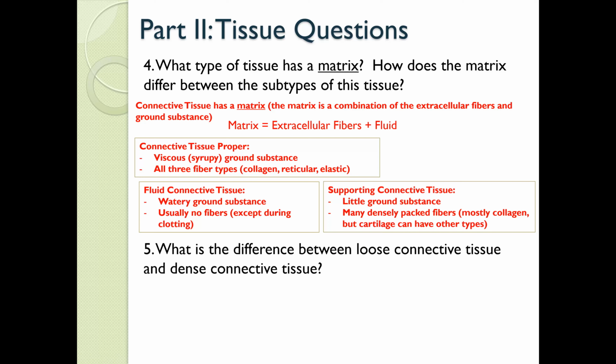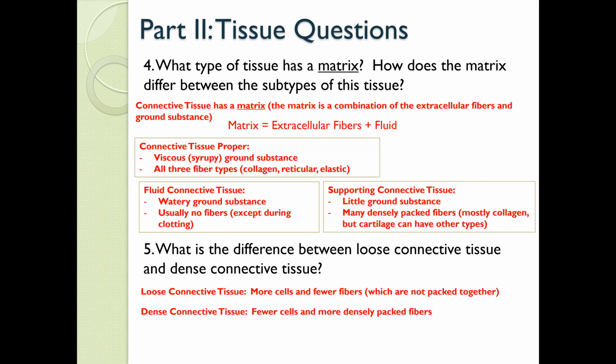Question number 5, what is the difference between loose connective tissue and dense connective tissue? Loose connective tissue has more cells and fewer fibers, which are not closely packed together, and that's what gives it the loose characteristic. And dense connective tissue has fewer cells and many more densely packed fibers, and that's where the term dense comes from.